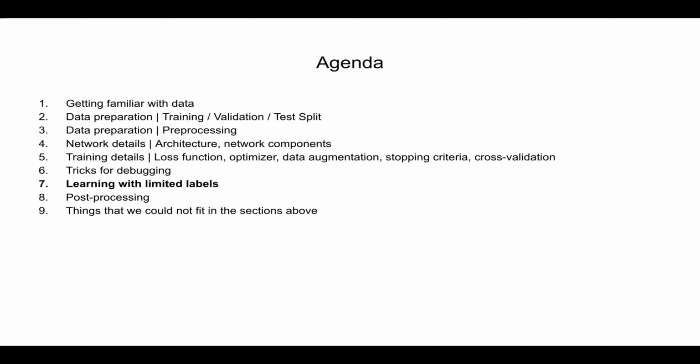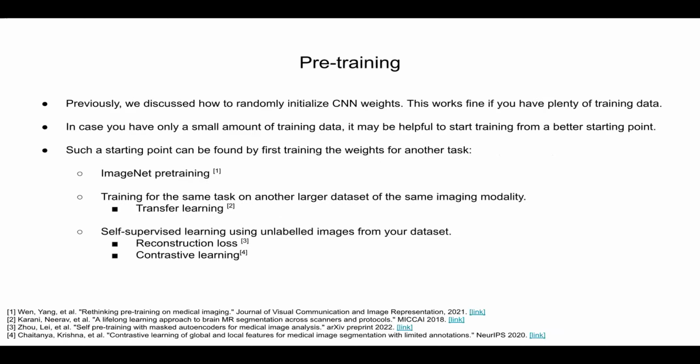And lastly, learning with limited labels is also an issue, especially for medical data sets, because we don't have a lot of annotations, especially from the private data sets which we get from hospitals. So one way to address this is using some kind of pre-training mechanism. Instead of assigning random weights, you have some pre-trained network weights, which you can use in such scenarios, as they will help you have a better starting point in terms of the training.